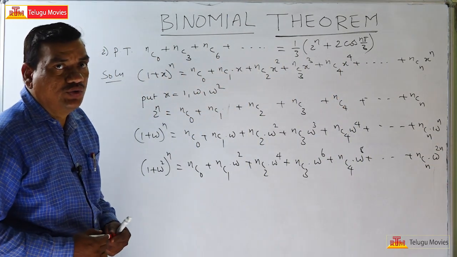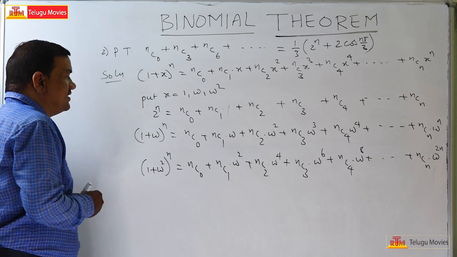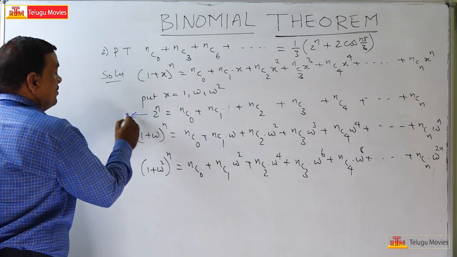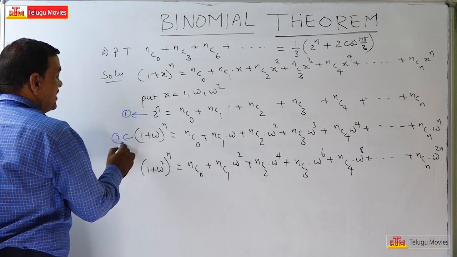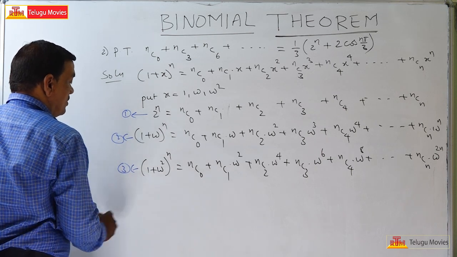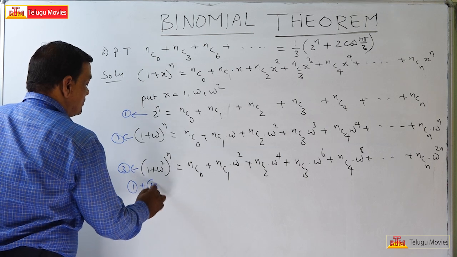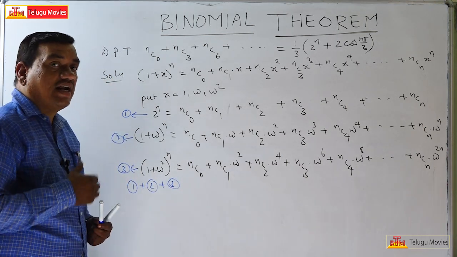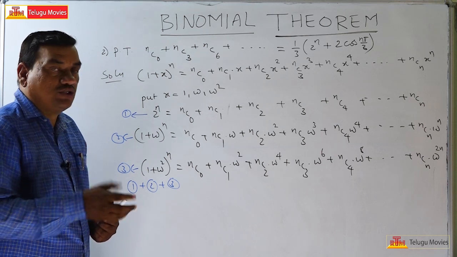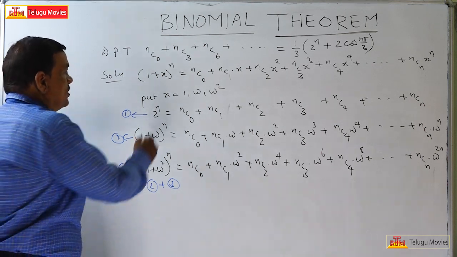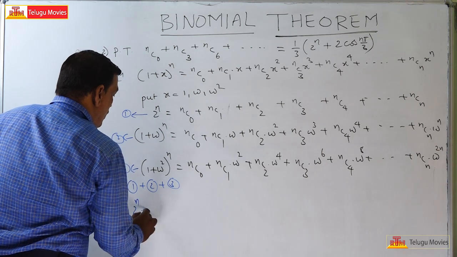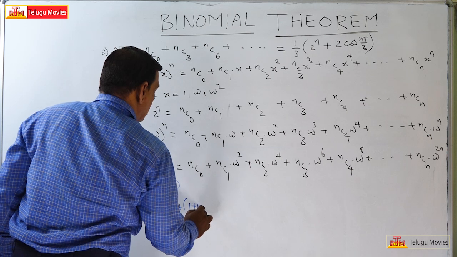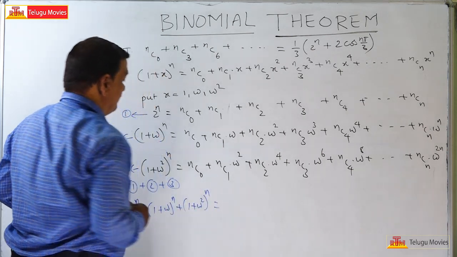Now, call this the first equation, this the second equation, and this the third equation. Add 1, 2, 3. First equation plus second equation plus third equation. Let us see what happens. So, this is equal to 2 power n plus (1 plus omega) whole power n plus (1 plus omega square) whole power n.